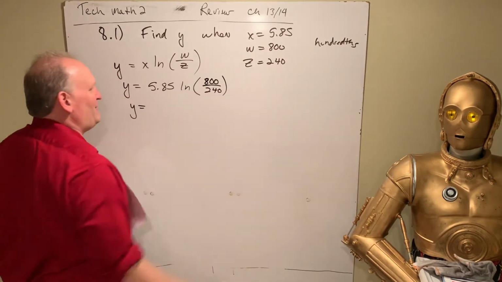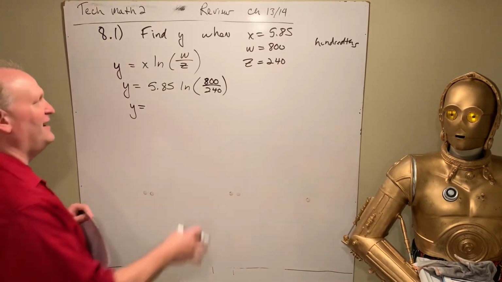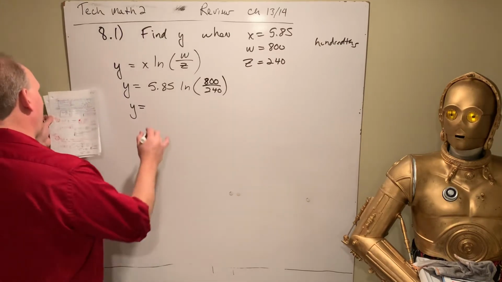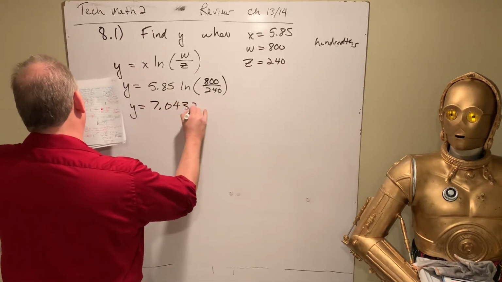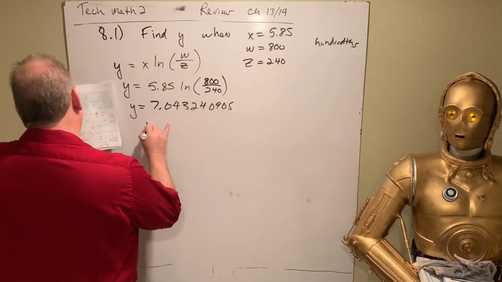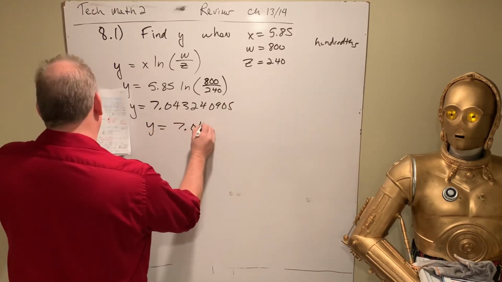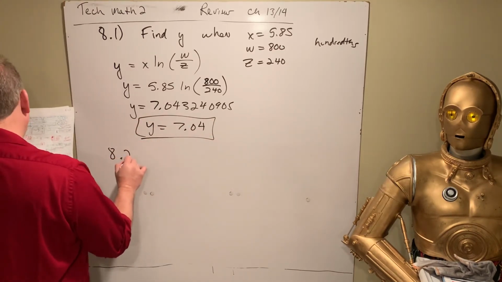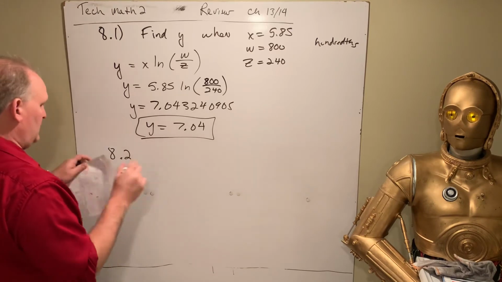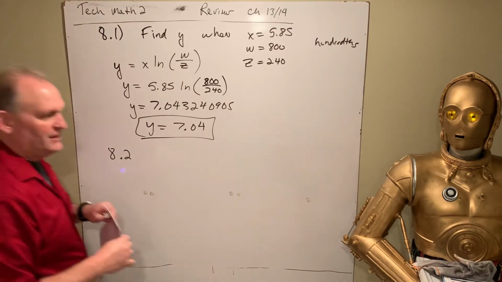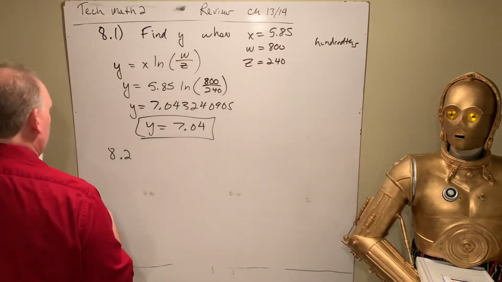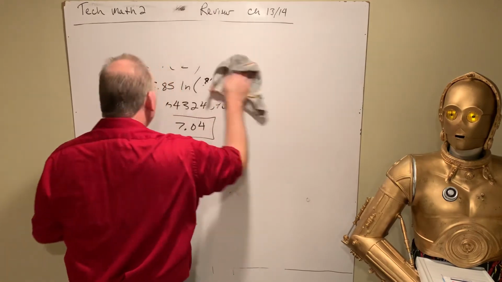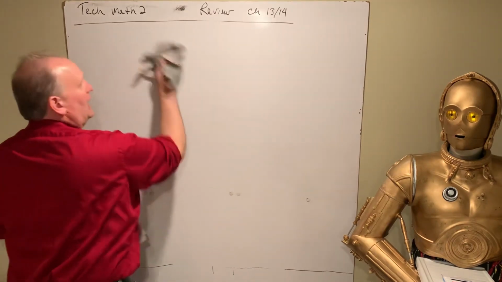So this is just a big calculator problem. You just jam that into your calculator. 5.85 times ln 800 divided by 240, parentheses and all. Hit the enter button, and it'll kick out 7.0432400905, and hundredths is 7.04. So that's just a big calculator problem. 8.2, this one's trickier. Let me erase the board for 8.2 so you can see better. 8.2, also it looks the same, but it's a lot more challenging.